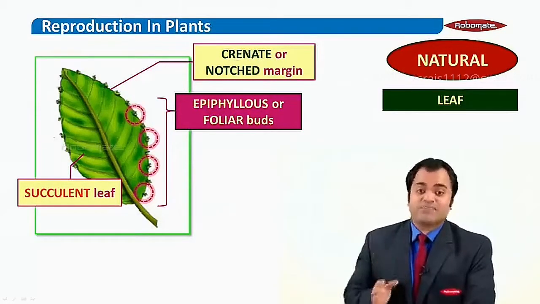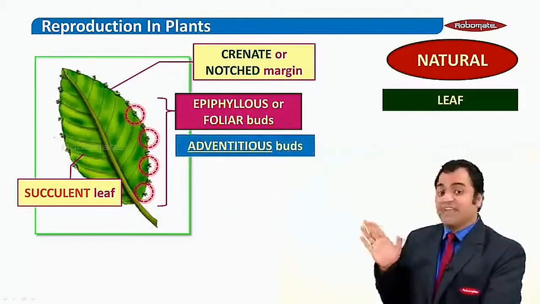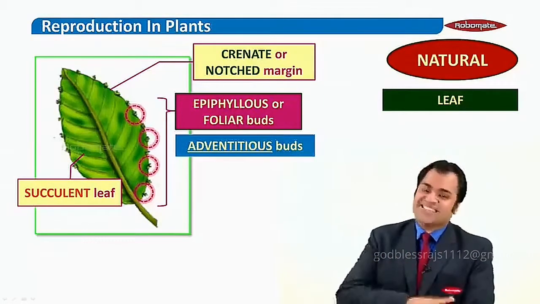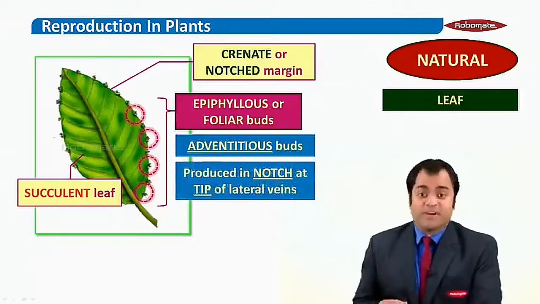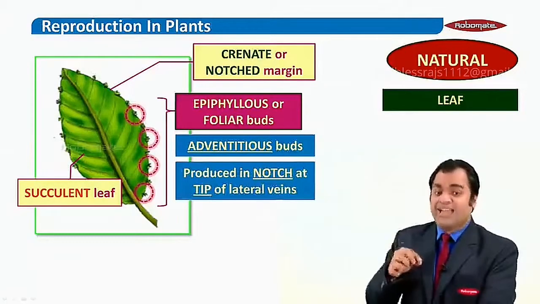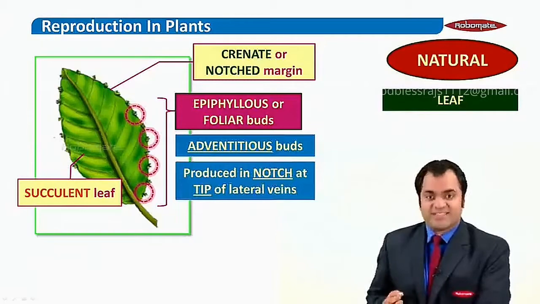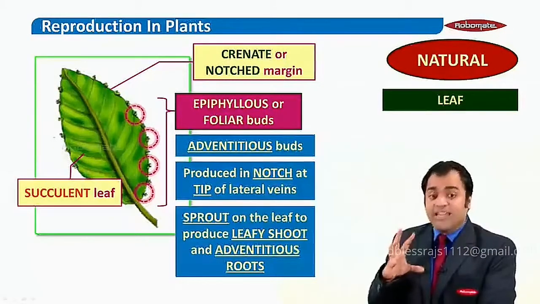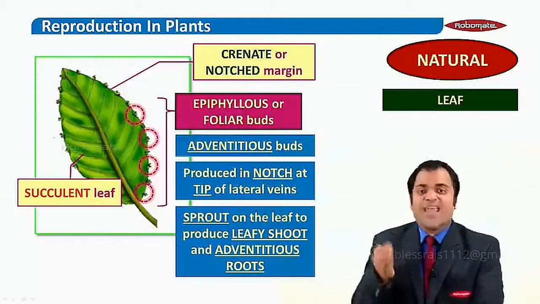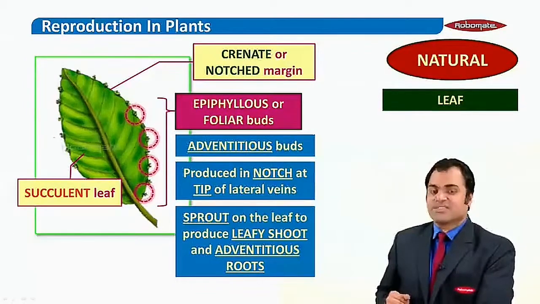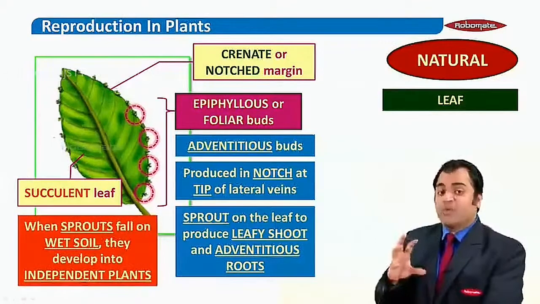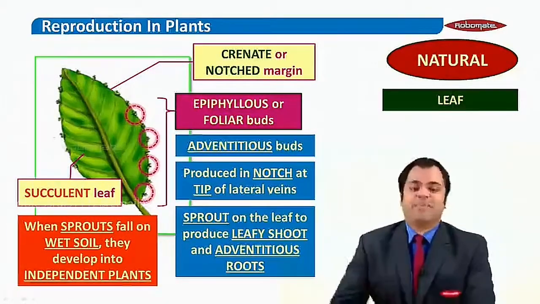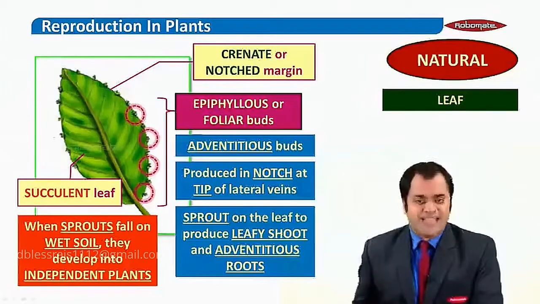Remember, these buds especially are also called adventitious buds because they are growing on a leaf and not on the main stem. Also remember that they are produced in the notch at the tip of the lateral veins. And finally, this particular bud will sprout on the leaf to produce a leafy shoot and adventitious roots. And each of these sprouts, when it falls on wet soil, can develop into an independent plant. Let us see some examples here.